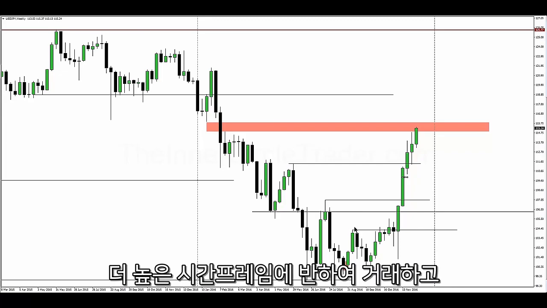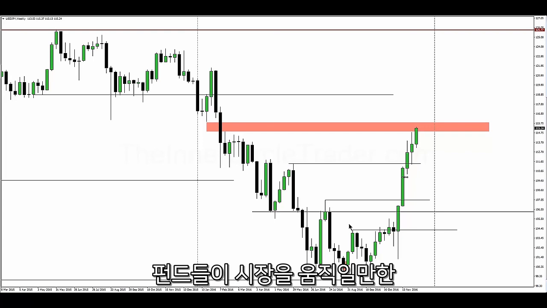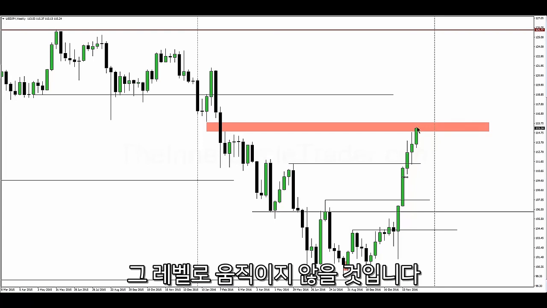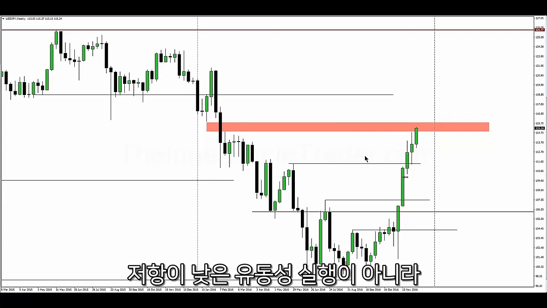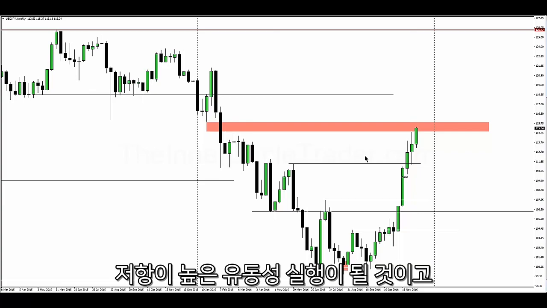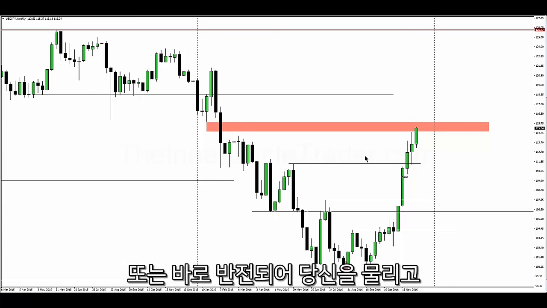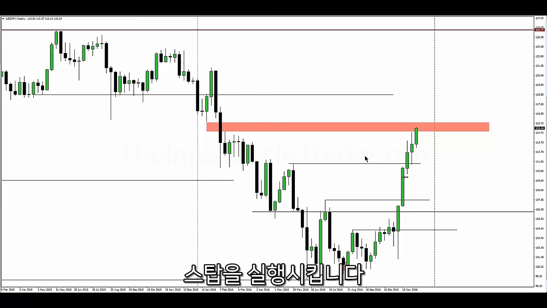But if we're trading against a higher time frame and there's no real reason to see the funds move the marketplace to those levels, it's not going to be a low resistance liquidity run. It's going to be a high resistance liquidity run. And they're the types of trades that you sit in too long, or they don't pan out right away, or they turn right around on you and bite you in the rear end and stop you out.